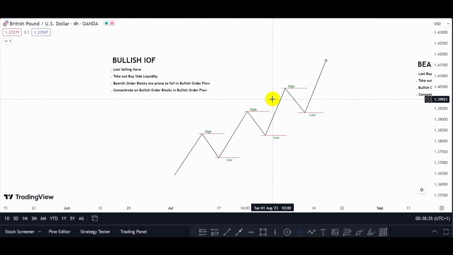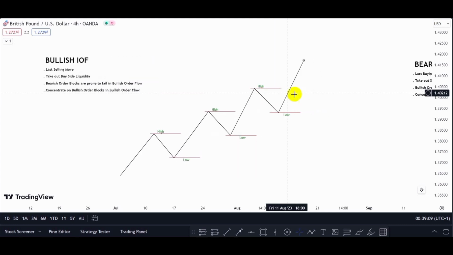The manipulation targets the liquidity pools, such as the stop losses or the pending orders at previous high points or low points, which we refer to as the internal liquidity. It also targets the external liquidities, which is the higher time frame market directional bias. The internal liquidity is the lower time frame price delivery. So you must understand that mastering order flow trading empowers traders with the ability to navigate the market with precision.